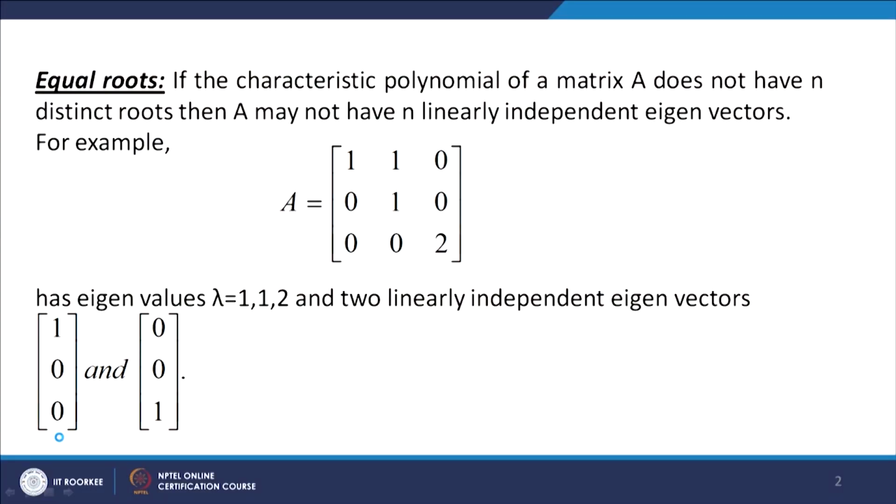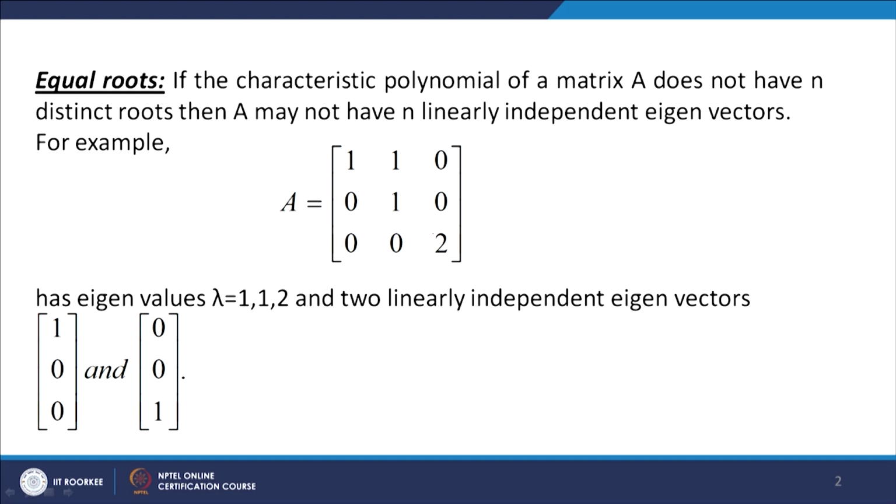So, if the characteristic polynomial of a matrix A does not have n distinct roots, then A may not have n linearly independent eigenvectors. For example, let us consider the matrix A equal to [1 1 0; 0 1 0; 0 0 2]. Then you can see that it is an upper triangular matrix, so its diagonal elements are its eigenvalues. The diagonal elements are 1, 1, 2, and therefore it has eigenvalues 1, 1, 2.